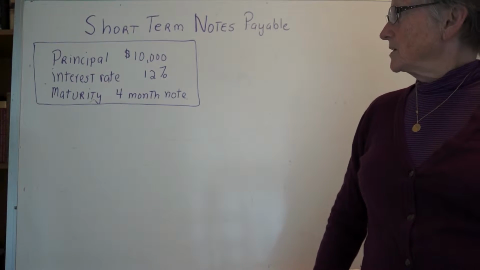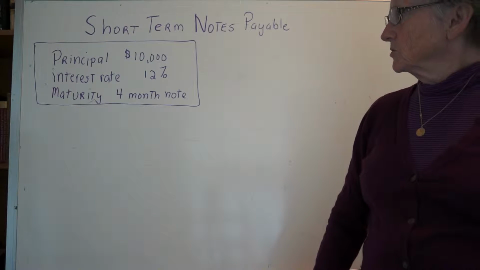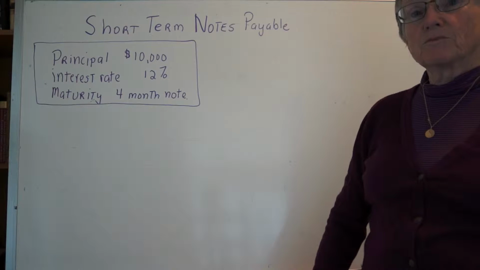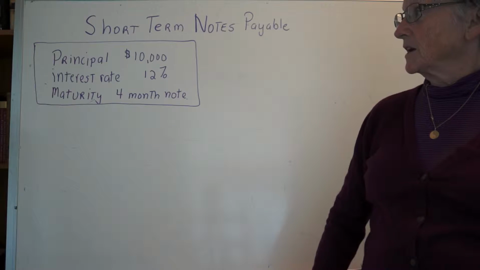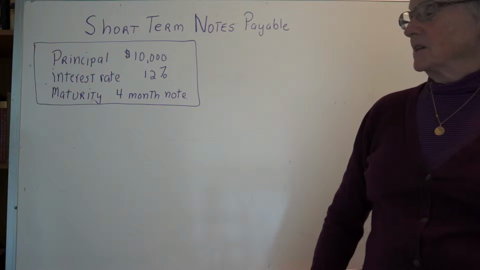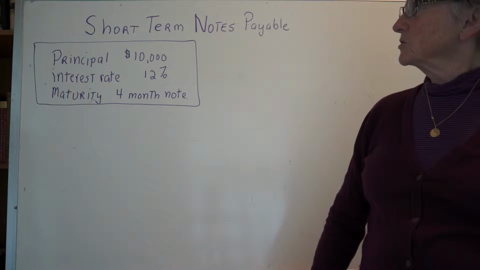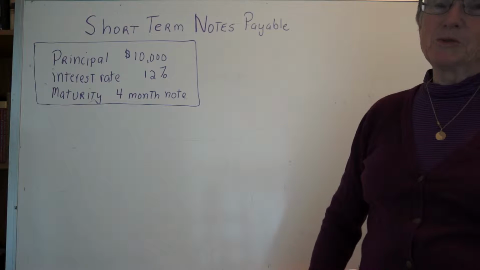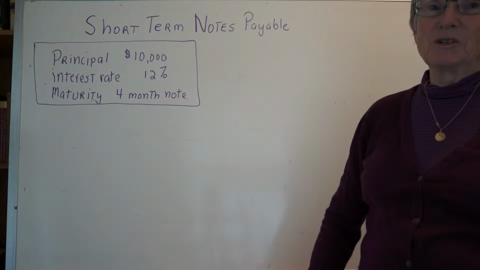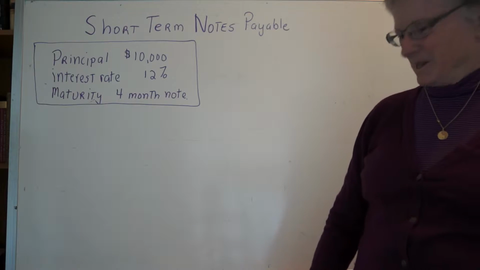Short-term notes payable. I'm going to be using as an example a note that has a principal or face value of $10,000, an annual interest rate of 12%, and it's a 4-month note. Most of your short-term notes payable are going to be due within a year, rather than longer than that.